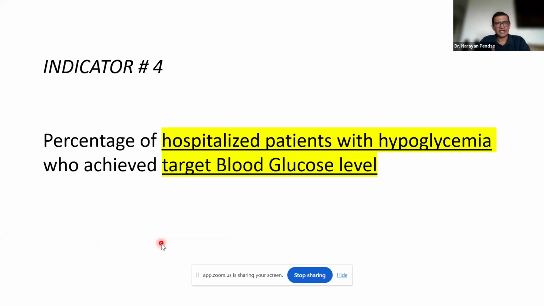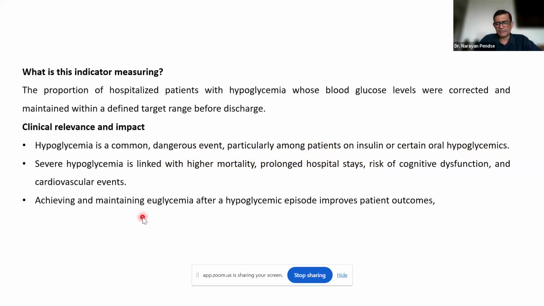Coming to the next indicator, indicator number 4, and this according to me is probably the most difficult indicator to measure for any hospital, is the percentage of hospitalized patients with hypoglycemia who achieve target blood glucose level. Now we need to remember that the burden of diabetes in India is very high. Many of the patients who are admitted to our hospitals are admitted either because they are diabetic, or they may be admitted for some other condition, but their glycemic control, glucose control worsens during that period, and they may be put on insulin.